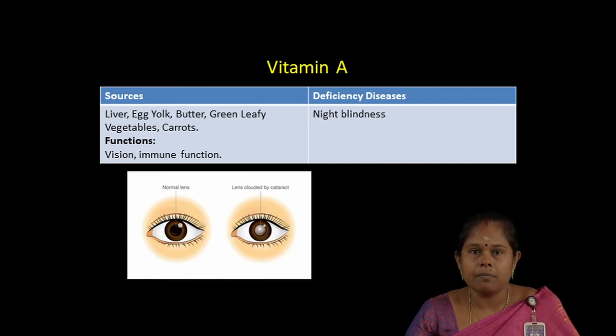Next one is vitamin A. Vitamin A sources are liver, egg yolk, butter, green leafy vegetables and carrot. Mainly carrot contains vitamin A, as a carotenoid. The main functions of vitamin A are clear vision and immune functions. Deficiency of vitamin A causes night blindness. Their vision is not proper, and sometimes night blindness may occur.